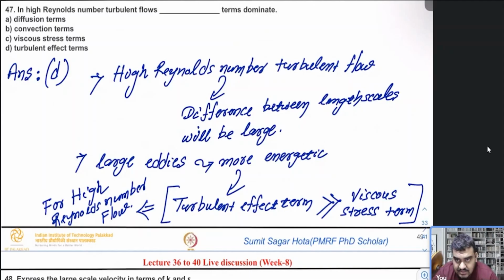Okay, so in high Reynolds number turbulent flow, the turbulent effect term is very dominant. Okay, which is D option.